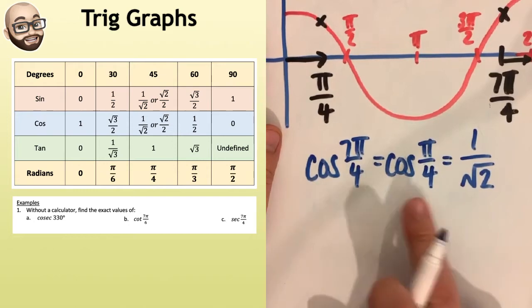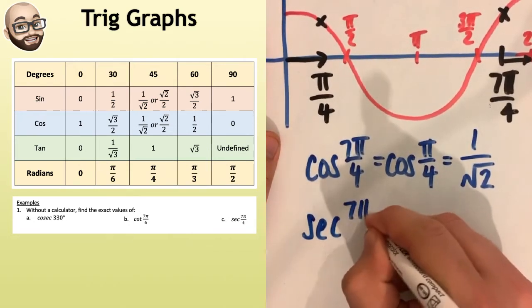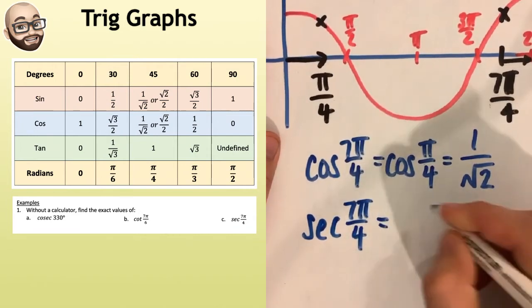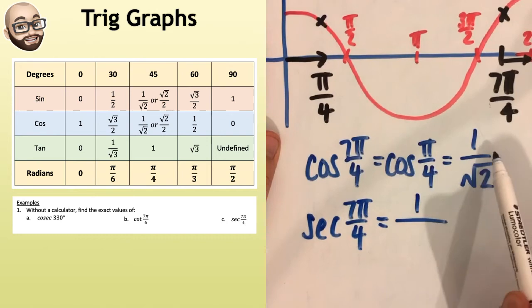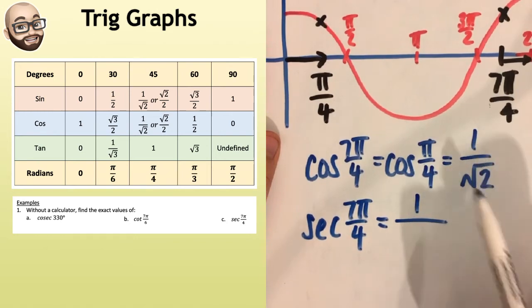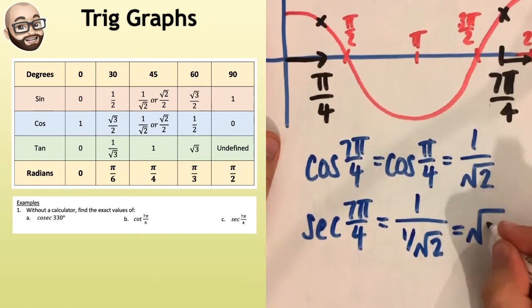But we don't want these. We want sec. We want sec of 7 pi over 4, which is going to be 1 over cos of 7 pi over 4. It's going to be 1 over 1 over root 2, which is just going to be root 2.